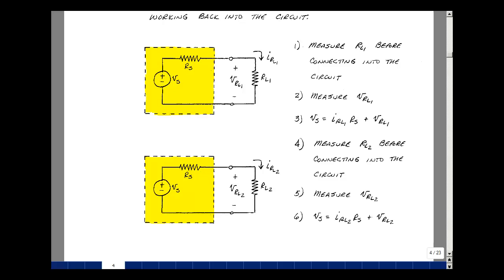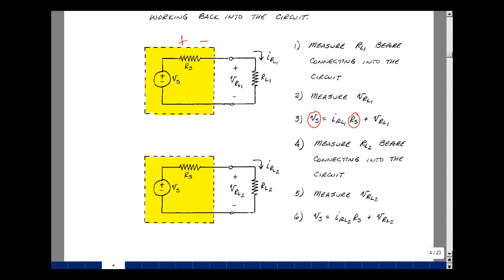So measure this resistance, hook it up in this circuit, and then measure the value of voltage, which will give us the current. If we go around the loop here, then the rise in voltage would equal the drops, which would be this current, I'll call it I sub RL1, times R sub S, plus the voltage across R sub L. So here I've got one equation and two unknowns. I don't know the value of V sub S or R sub S, but I do know the value of the current and the voltage in this circuit.